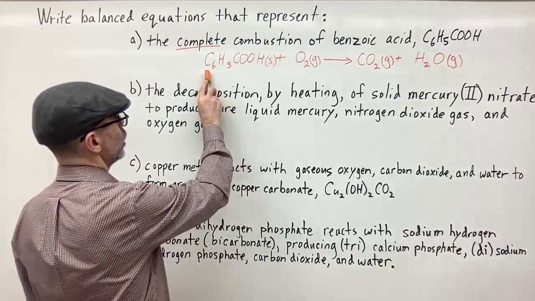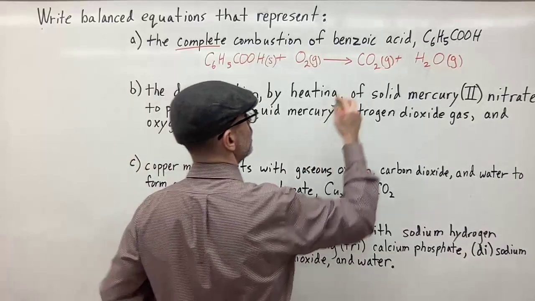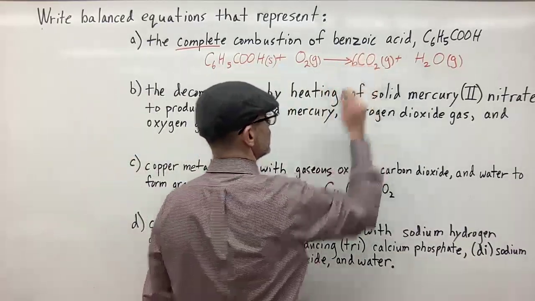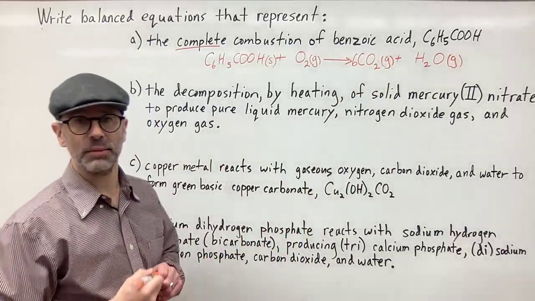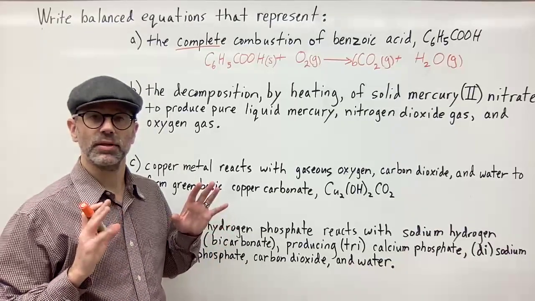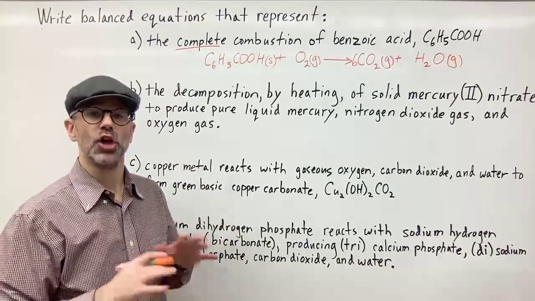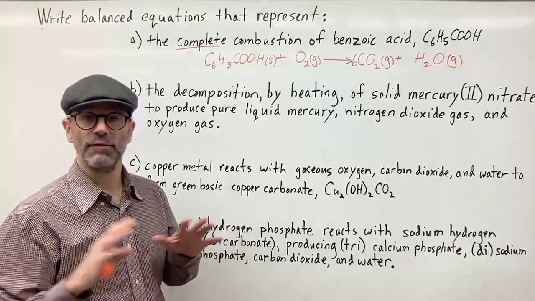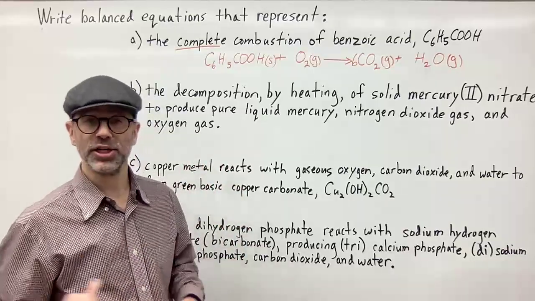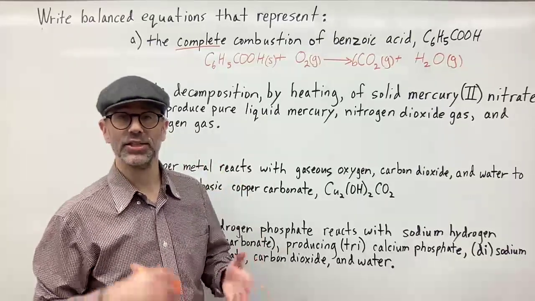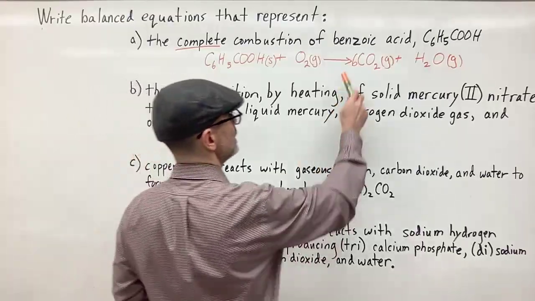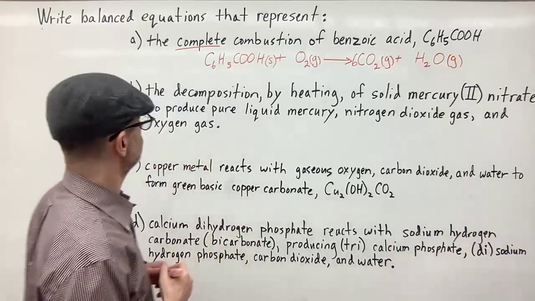So I have 6 carbons here. I need 6 over here. I'm going to put a 6. Remember, when you balance a chemical equation, you only change the coefficients. Don't change subscripts. Don't ever change the formula. Once you've got the formula the way it's supposed to be, don't change it. You're only going to change the coefficients in front of the formulas. So I've got 6 carbons there.